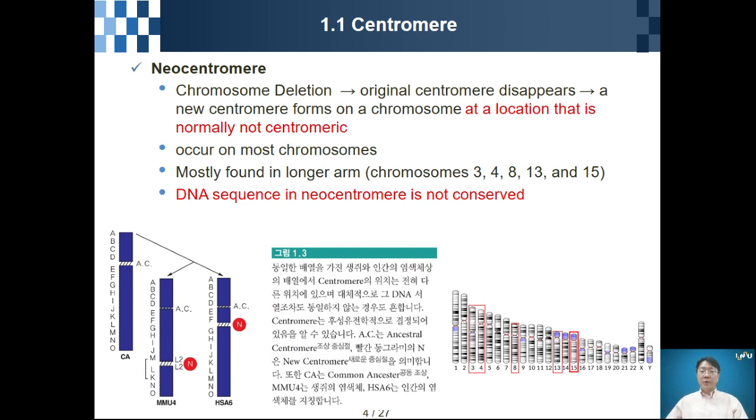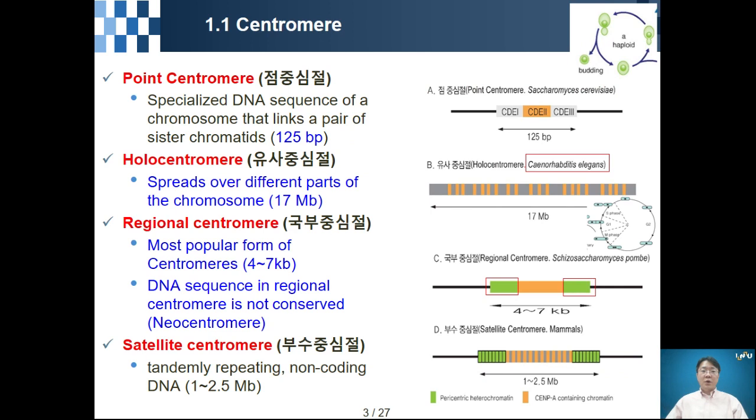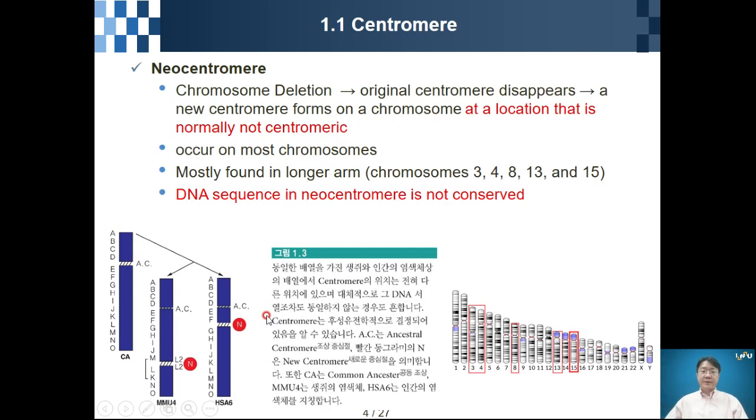Okay, now we will learn about the neocentromere. We mentioned that the regional centromere is usually the neocentromere, which means that the DNA sequence in the original centromere is not conserved. Why? We will see the reason.